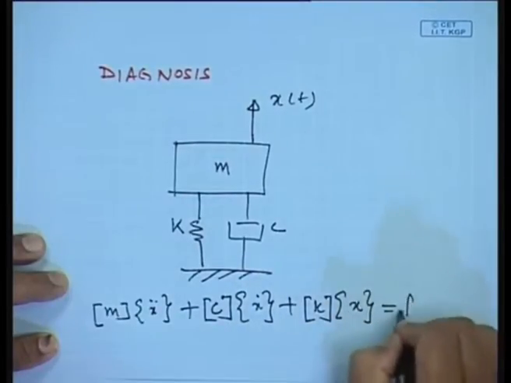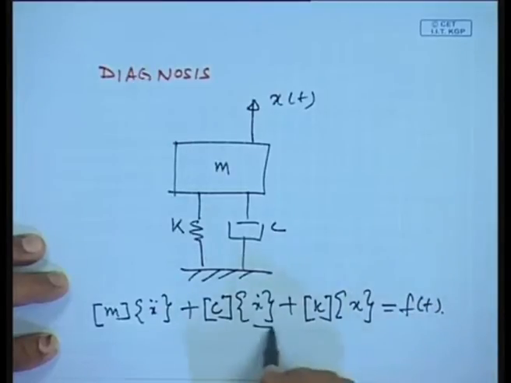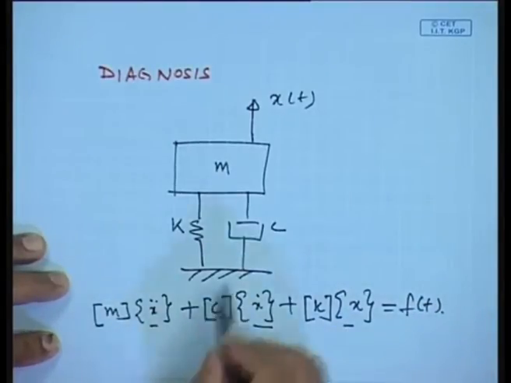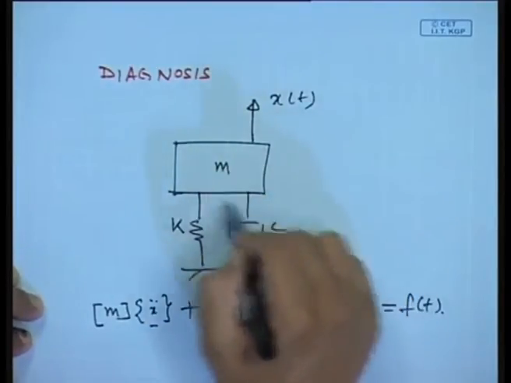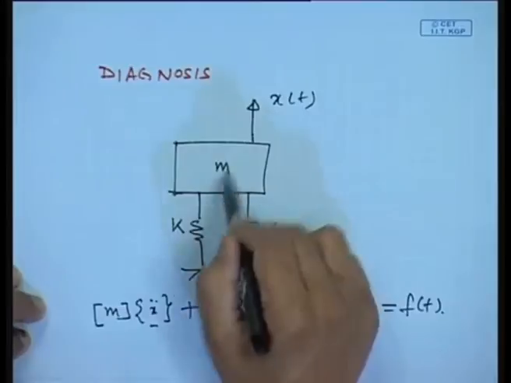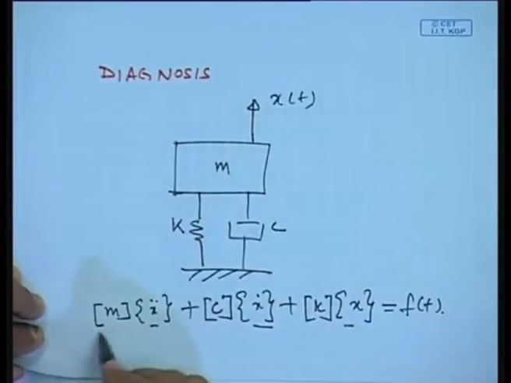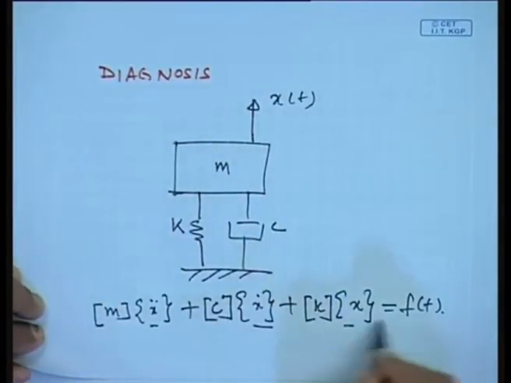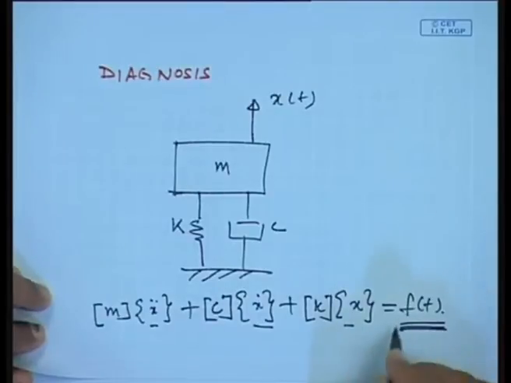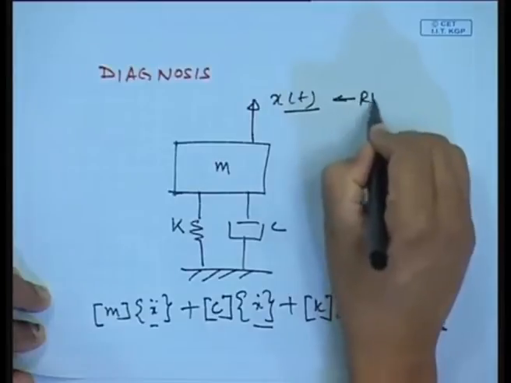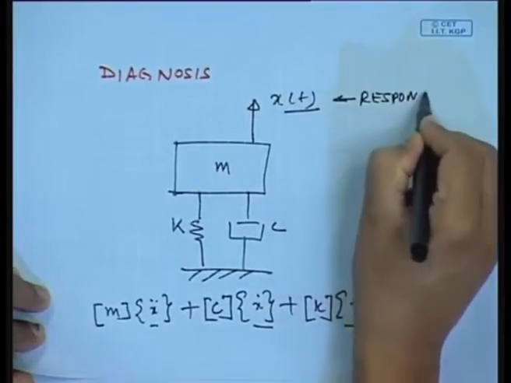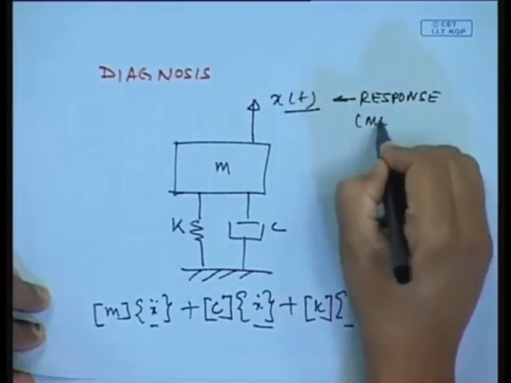And because of some force, I am going to get a response. Though I have written it as a vector and shown a single degree of freedom system, you could generalize that to a system having a lot of m's, k's and c's, and it can be written in such a matrix form. And this force is what is creating the response, which is measured.